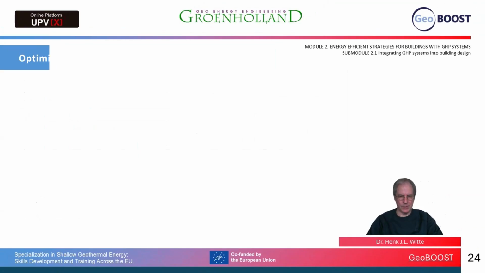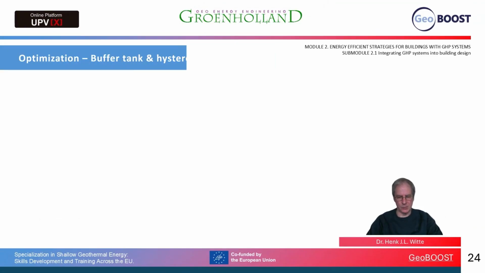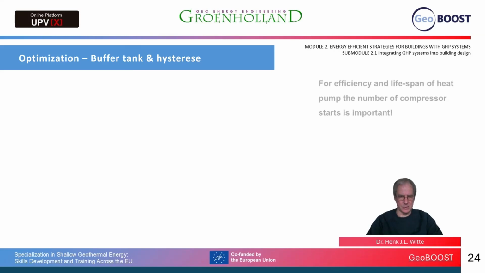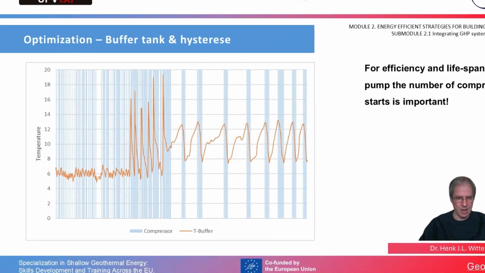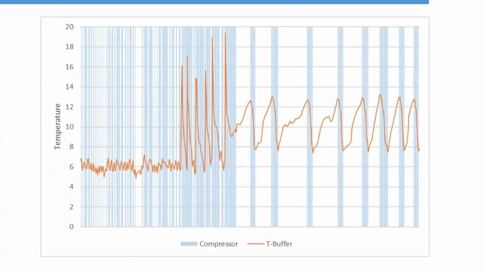Another important factor, especially with regard to the lifespan of the compressors, is the number of on-off cycles on the compressor. Also, the efficiency is affected by this, but of course the failure rate of the compressors is of very big importance as well. Here, what we can see on the left, the blue lines are the start-stops of the compressor. So we have a high frequency of starting and stopping of the compressor.